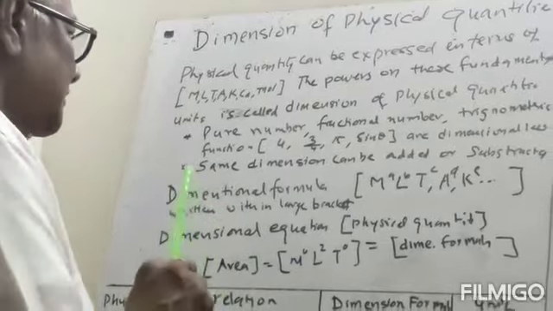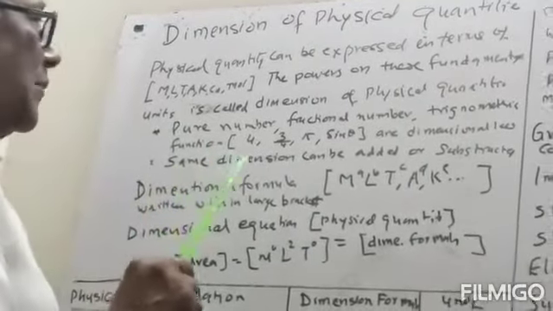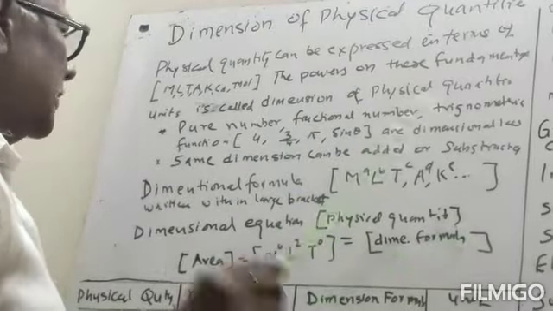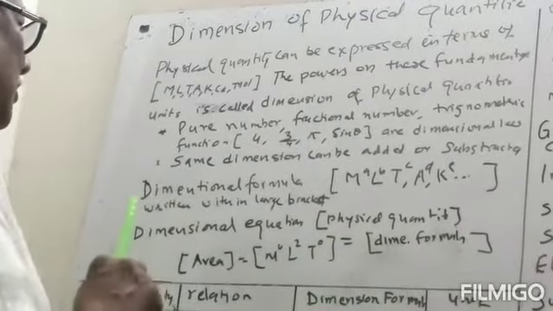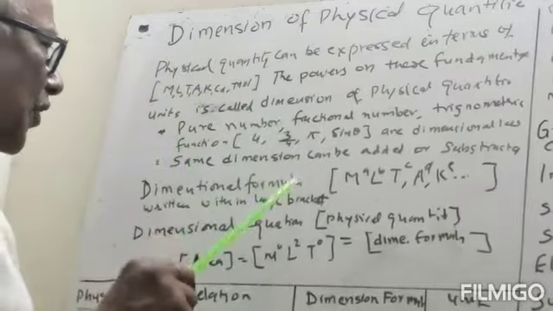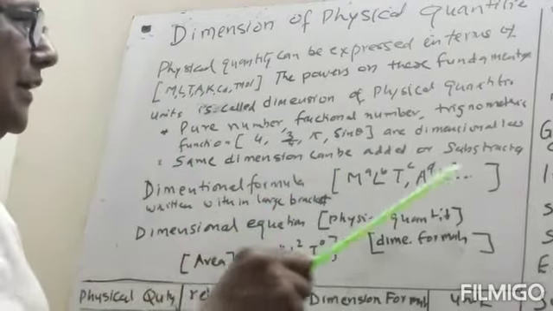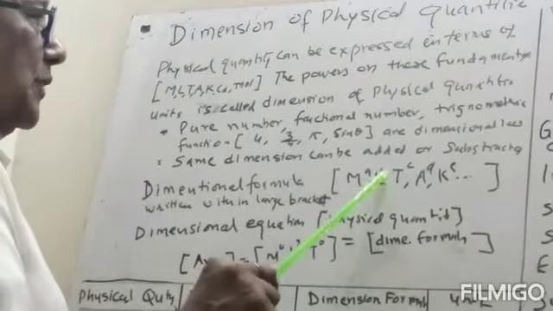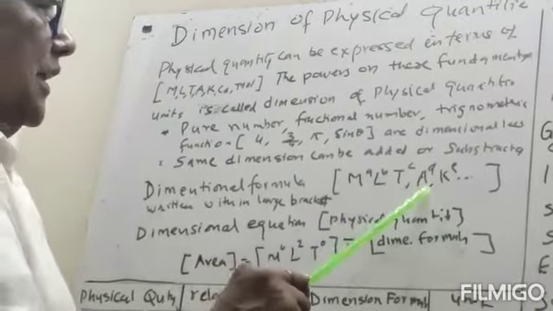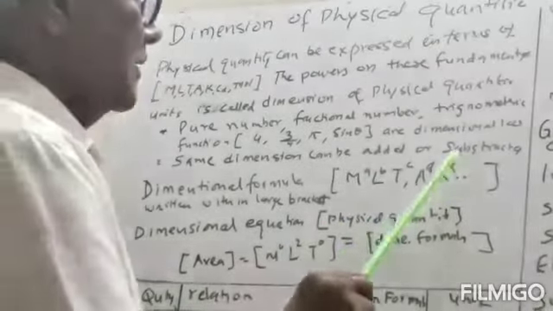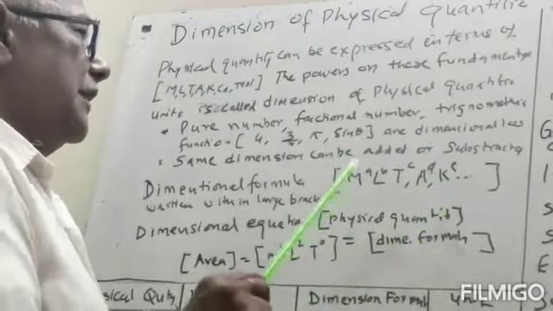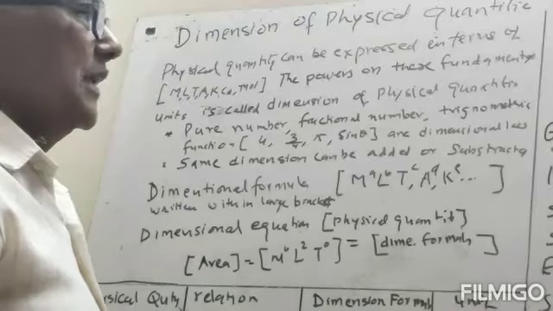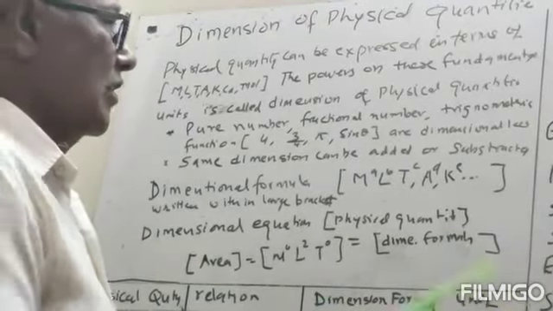Second, only quantities of the same dimension can be added or subtracted. The dimensional formula is written in a capital bracket. It is M to the power a, L to the power b, T to the power c, A to the power d, K to the power, and so on. Here a, b, c, d can be positive or negative integers or even fractional.